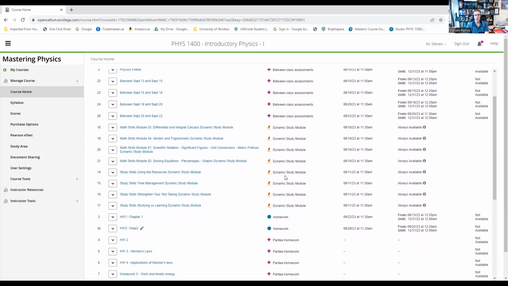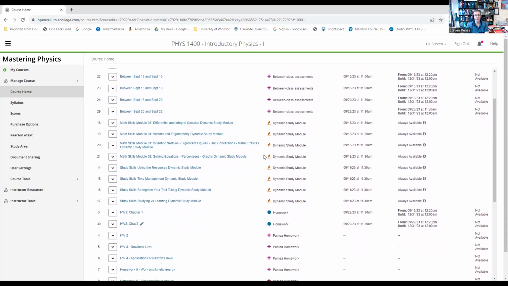But here's another really cool thing that Mastering Physics does, which is these called dynamic study modules. I'm releasing these dynamic study modules to you. They are always available. So you should see them right away when you get into Mastering Physics. They're not worth any points. These are, again, things that are to help you do well in this class.